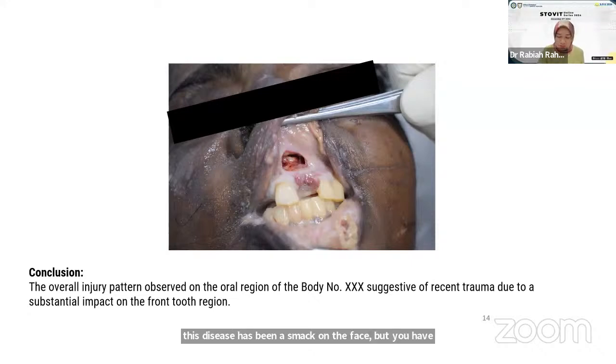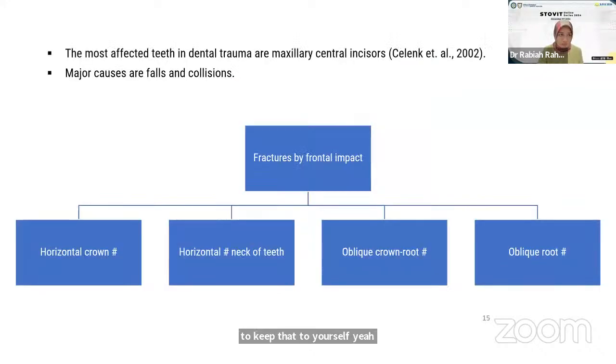Be very cautious when giving opinion. I want to explain to you in detail how we say this is a fracture by frontal impact. We actually did an in-depth study. If it is a horizontal crown fracture, a fracture at the neck of the tooth, or if the direction of the fracture is oblique, there's an oblique root fracture.